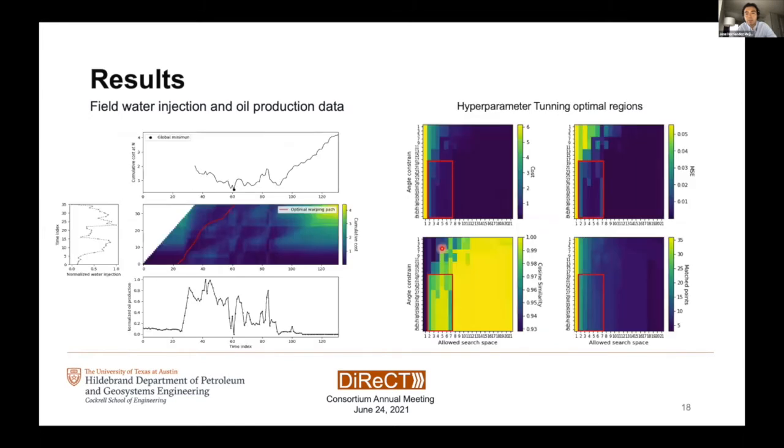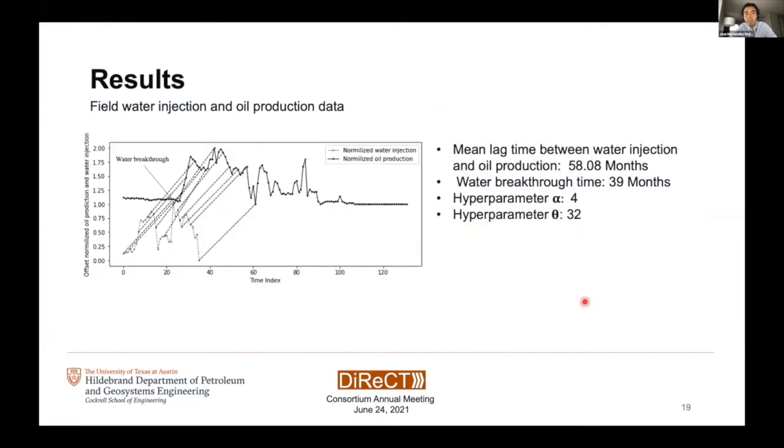The first step, we perform the algorithm, determine the starting point of the warping path, and then perform the dynamic optimization. And we perform hyperparameter tuning. Basically, here the red box indicates the location of the optimal hyperparameters that have the best evaluation metrics while retaining the highest number of match points. At the end, we select a hyperparameter alpha equal to 4 and a hyperparameter theta equal to 32. And this is the final optimal alignment between the two time series in the field production data.